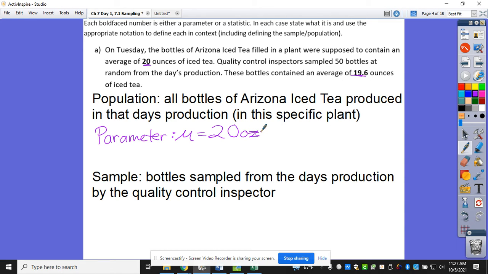Even though this is a very short, quick problem, there's a lot here. You obviously have to be able to define the population. You have to know that parameter goes with population and not with sample. You have to know that we're talking about a mean. You have to know that the mean symbol for parameter is mu. And you have to know that 20 is the one that wants the population. So knowing what I wrote here, what should I write here?